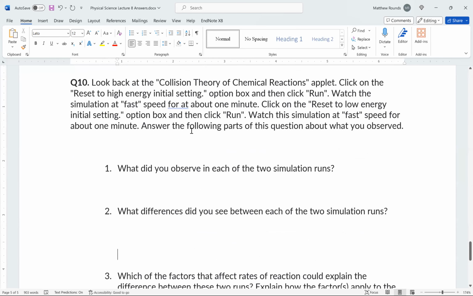All right, look back at the collision theory of chemical reactions applet. Click on the reset to high energy initial setting. Okay. I can't believe they're using Java. I'm just trying to figure out how to get this to work. Okay, here we go.